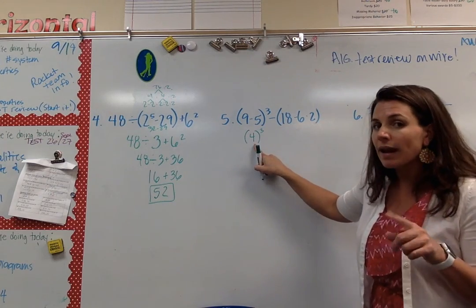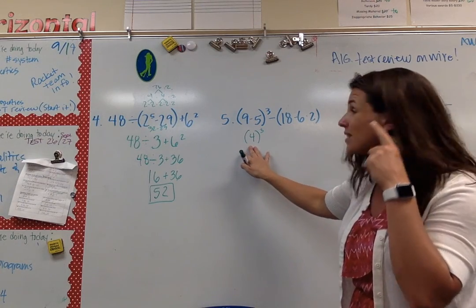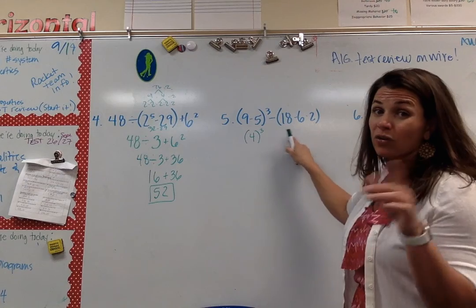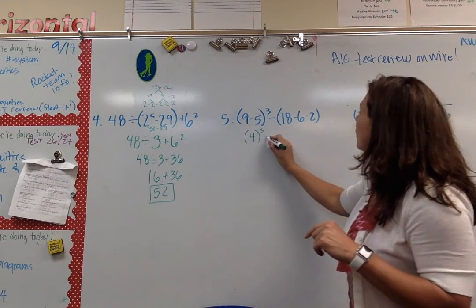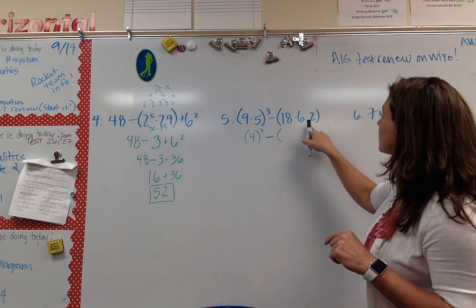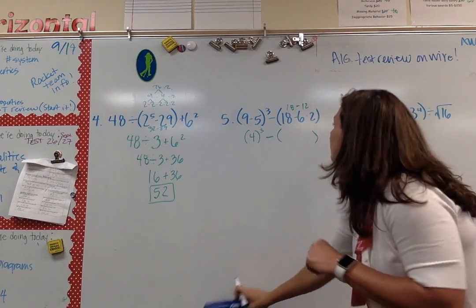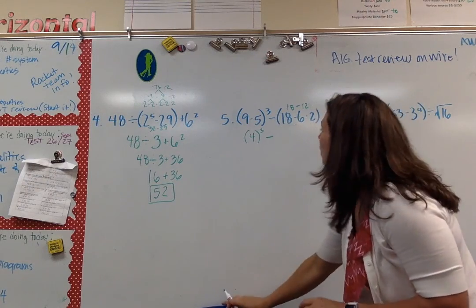The only reason I am keeping this 4 inside those parentheses is because I remind myself that I haven't cubed it yet. I just want to work on this one over here. So this tells me I still have some work to do with cubing it. And then I'm going to subtract, and I'm going to do whatever is in here. So negative 6 times 2 is negative 12. 18 minus 12 is 6. So that gives me one number.